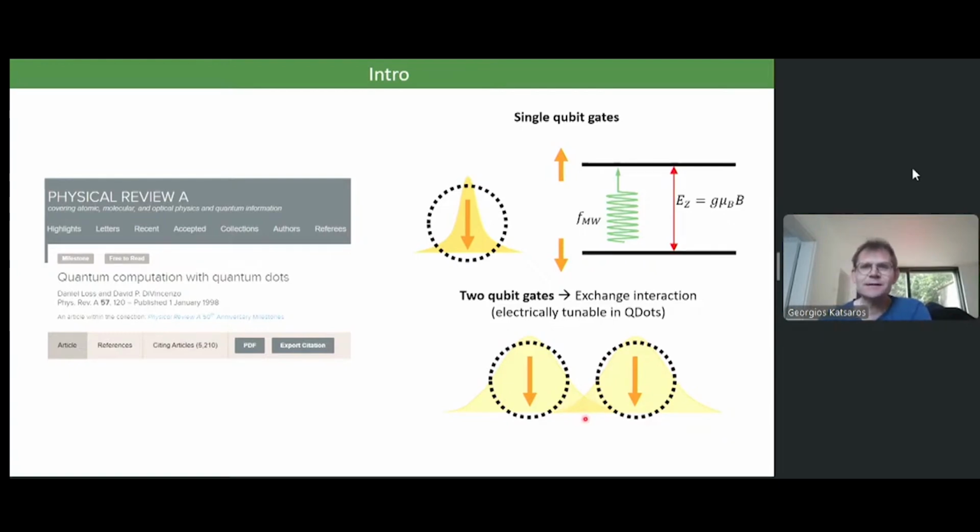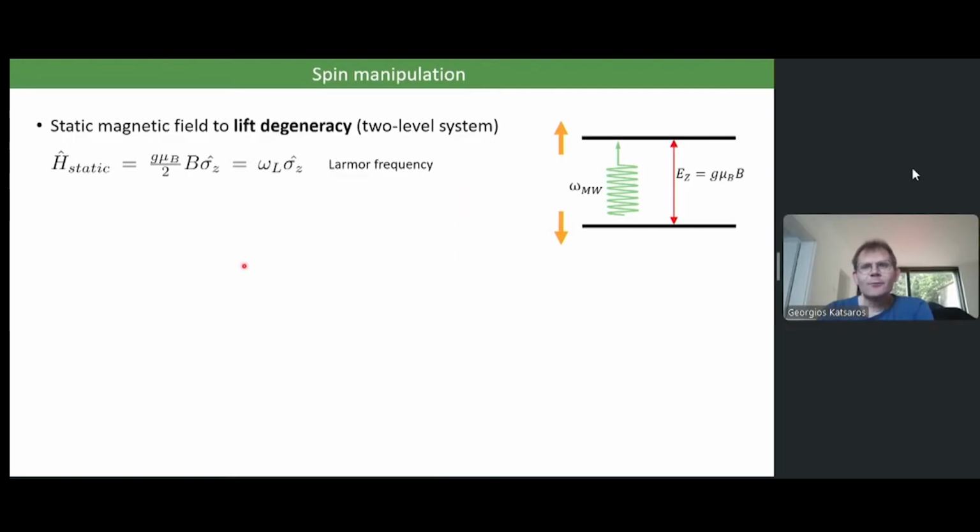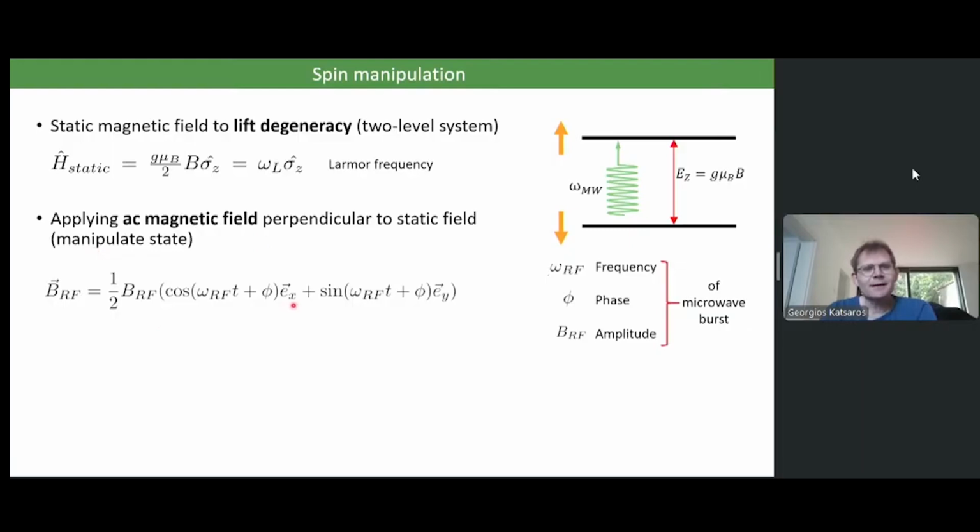If we go back to single qubit gates and understand a bit more how spin manipulation works, we have all learned at the university that first you need a large external magnetic field, a static one, and if we write down the Hamiltonian, we would have 1/2 g μB B σz, and if we express it in the Larmor frequency, it is ωL σz. So in order to induce electron spin resonance, you need a perpendicular AC magnetic field of smaller value, which, if the static magnetic field is in the Z direction, would point in the XY plane.